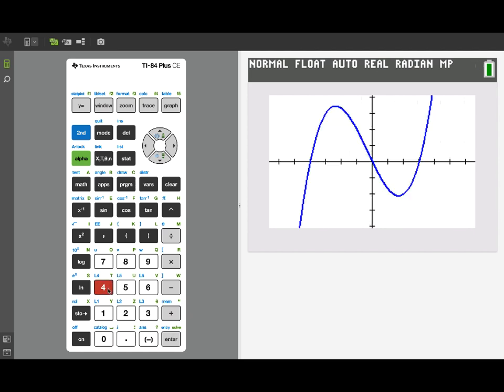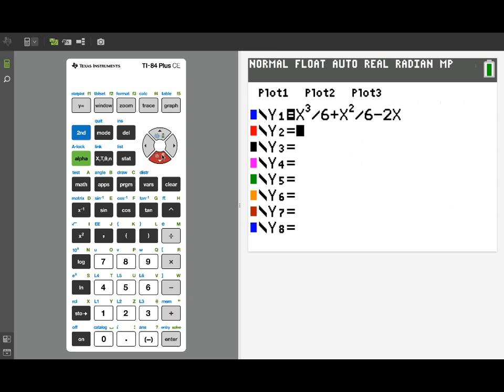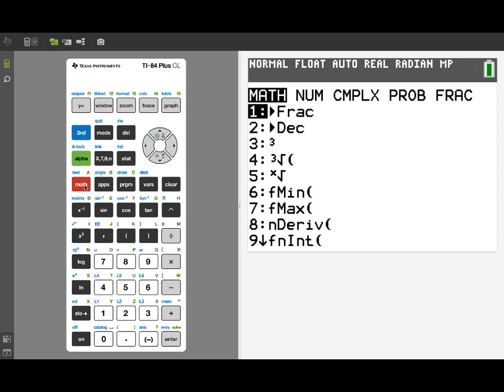Here I have the graph of a cubic. What I want to do is use the nderiv function on the TI-84 to analyze its behavior. We're going to graph both of them together. I've gone to the Y equals menu where you can see the equation for our cubic. And in the y2, we're going to enter the derivative of y1.